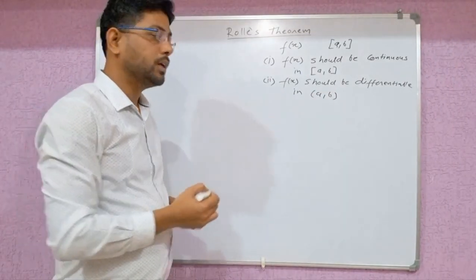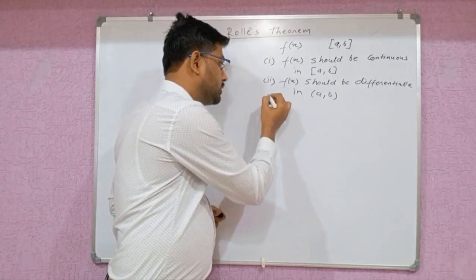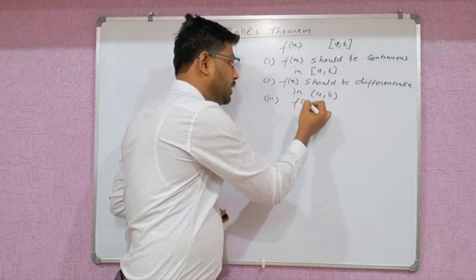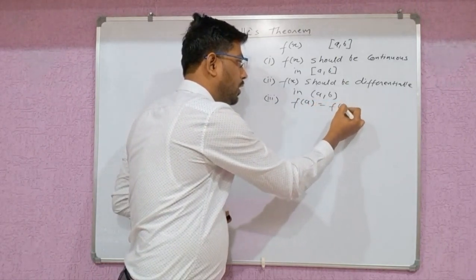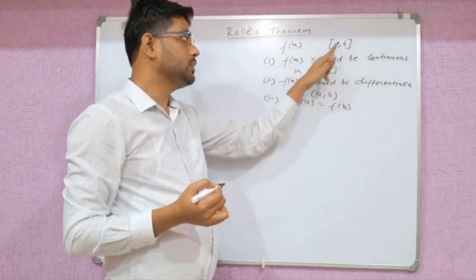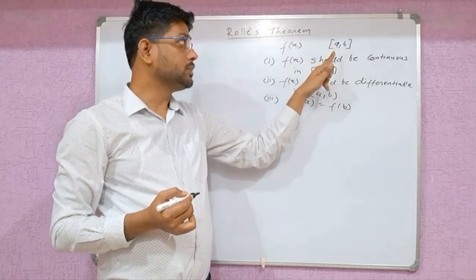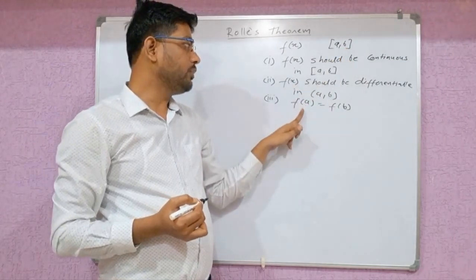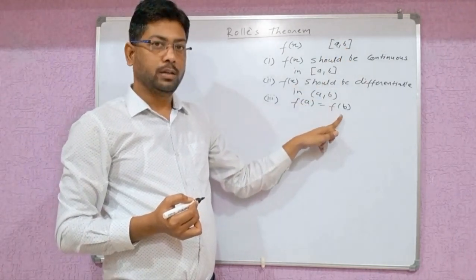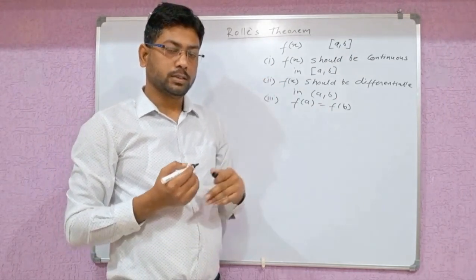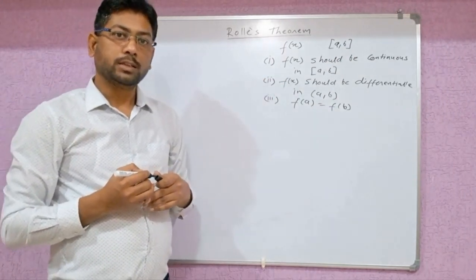Now let's see the third condition. The third condition is f(a) should be equal to f(b). What are these a and b? a and b are these points, the starting point of the interval and the end point of the interval. So this f(a) and this f(b) should be equal. So these are the three conditions that should be satisfied.